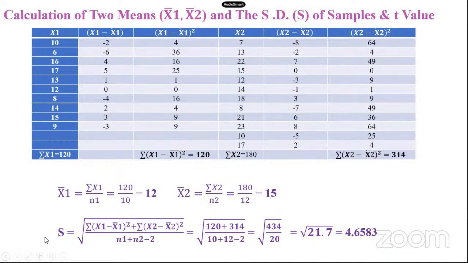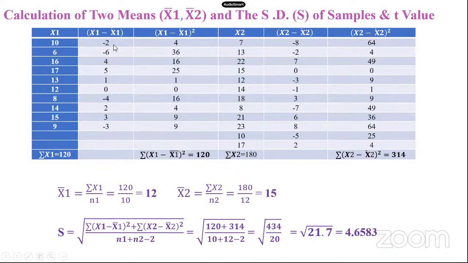Now go for next step, that is the standard deviation. In case of standard deviation, square deviations are there in case of first sample, in case of second sample. So first we take the deviations and then square it and sum it. Okay. So 10 minus 12 is equal to -2, 6 minus 12 is equal to -6, 16 minus 12 is equal to 4, 17 minus 12 is equal to 5, 13 minus 12 is equal to 1, 12 minus 12 is 0, 8 minus 12 is -4, 14 minus 12 is equal to +2, 15 minus 12 is equal to 3, 9 minus 12 is equal to -3.